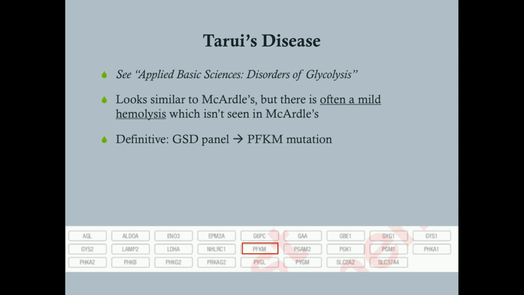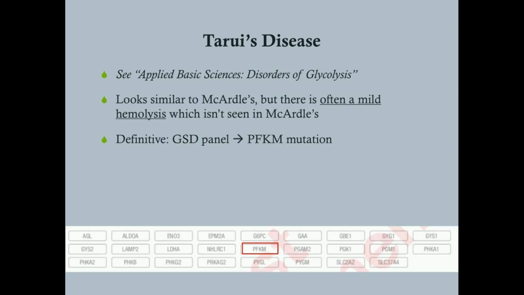So we'll end with Tarui's disease, glycogen storage disease type 7. Now, Tarui's disease I already sort of treated in our disorders of glycolysis section, and the reason it's a disorder of glycolysis is because it affects an enzyme of glycolysis. This is very similar to something we already talked about before. Tarui's disease causes exercise intolerance, the primary symptom of Tarui's disease.